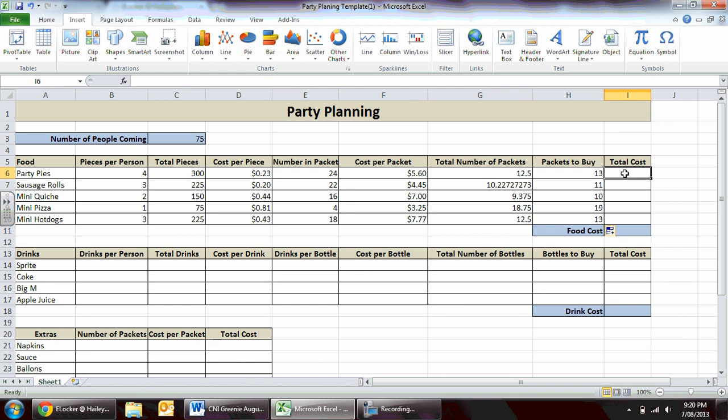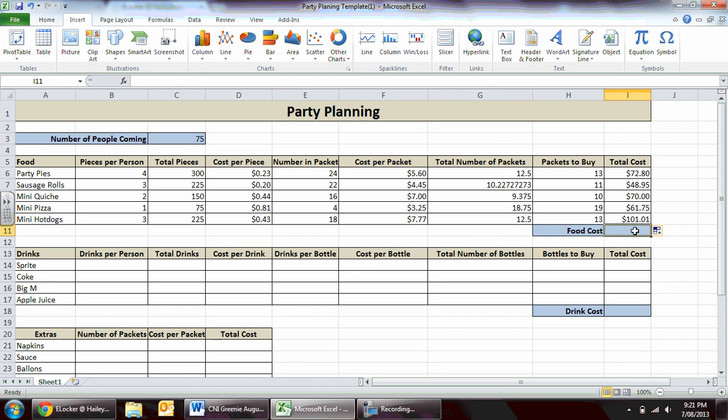Second last formula we need to do: we need to work out how much the cost for all the party pies is. Equals 13 packets of party pies times by the cost per packet. $72.80. Again, I'm going to fill it down. Right, mini hot dogs will cost me a fortune.